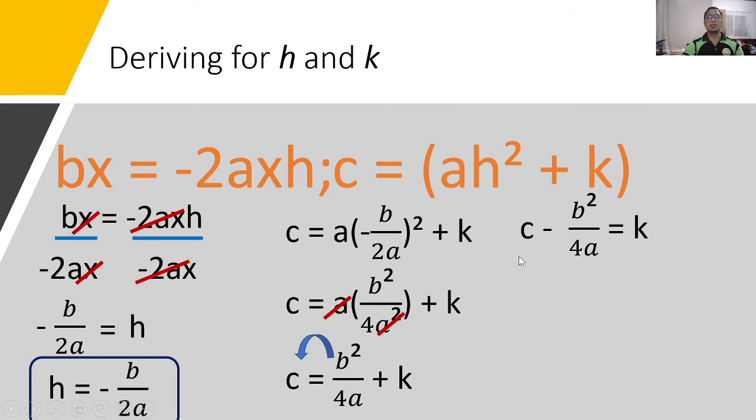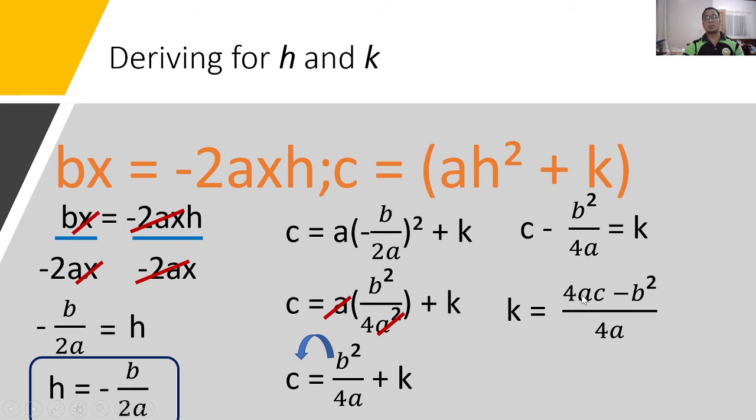Pag solve natin dito, kailangan natin ng LCD. Ito may 1. So, itong kabila 4A. So, ang LCD nila, 4A. So, 4A divided by 1 times C is 4AC. Ito, kopyahin lang natin. Ayan. K is equal to 4AC minus B squared all over 4A.